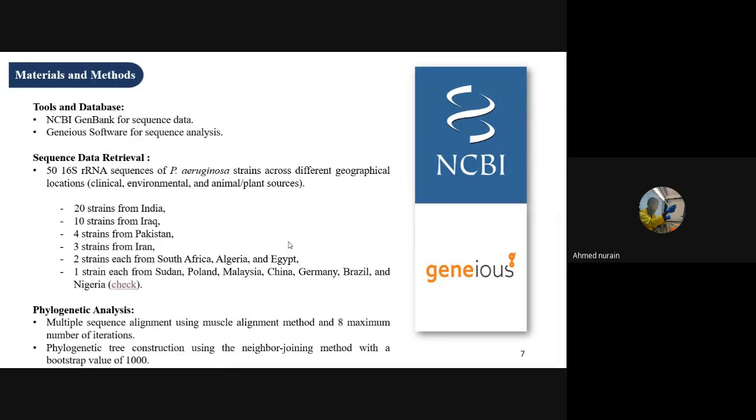So for our study, we used tools and databases such as NCBI GenBank for sequence data, Geneious software for sequence analysis, and for data retrieval, we retrieved 50 16S rRNA sequences of Pseudomonas aeruginosa strains across different geographical locations and sources, such as clinical, environmental, animal, and plant sources. And here is the breakdown of the countries where the strains were isolated from.